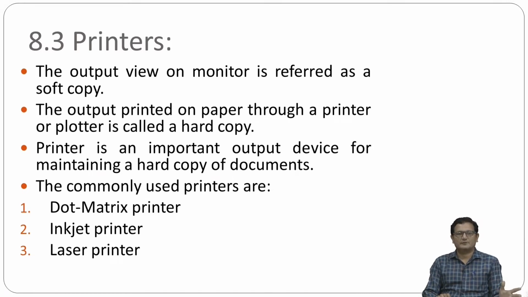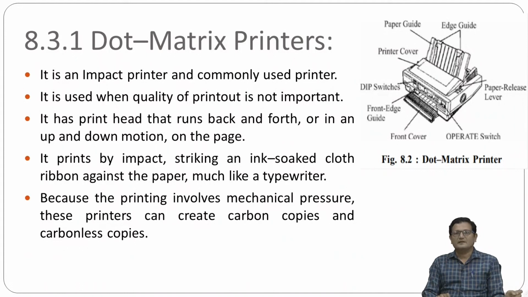So the document which you are watching on the monitor is called a soft copy document, right? But now if you want to take its printout on paper, then it will be a hard copy. And to take a hard copy, what you need is a printer. Okay, so a printer is an important output device for maintaining a hard copy of the document. Mainly there are three types of printers. The first is called a dot matrix printer, the second is an inkjet printer, and the third one is called a laser printer. Okay, here at the right hand side we can see a dot matrix printer.